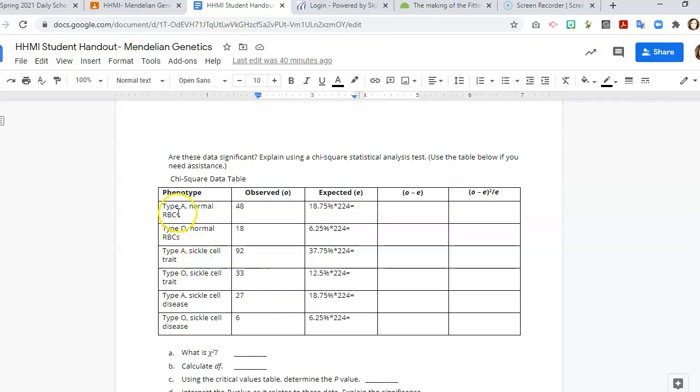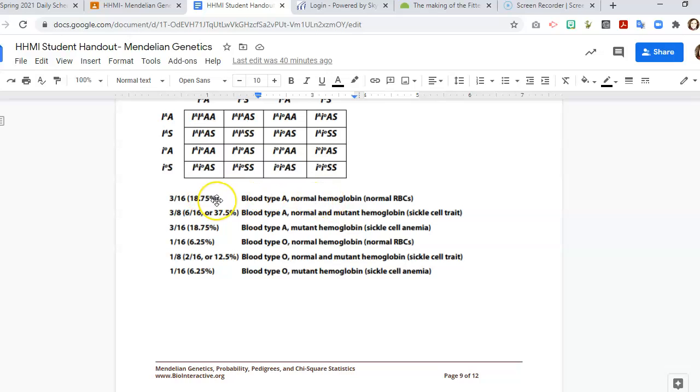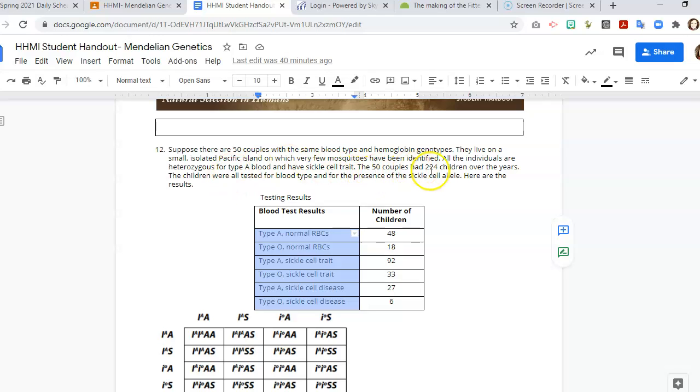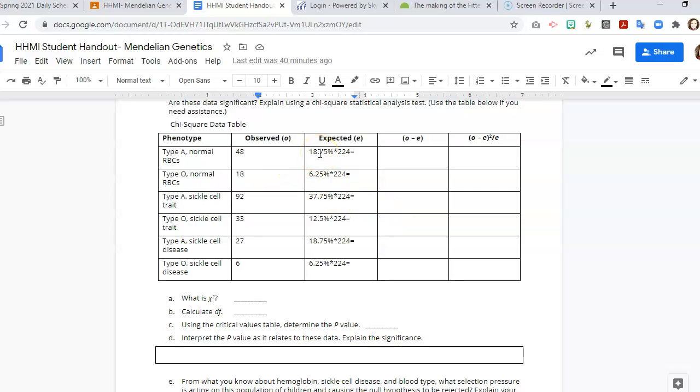In this case, type A normal red blood cells, there was 48. What is our expected? Our expected for type A normal hemoglobin was 18.75% of the total population. And just a reminder, our total population is 224 children. So you take this percentage, turn it into a decimal, 0.1875, multiply it by 224, and you get your expected value. You do that for the entire column. You take your observed, 48, minus your expected. Then in this last column, take your observed minus your expected and square it. Then you divide it by your expected.